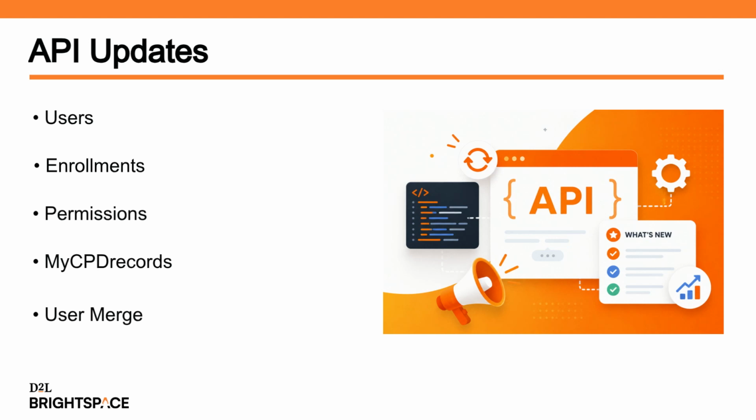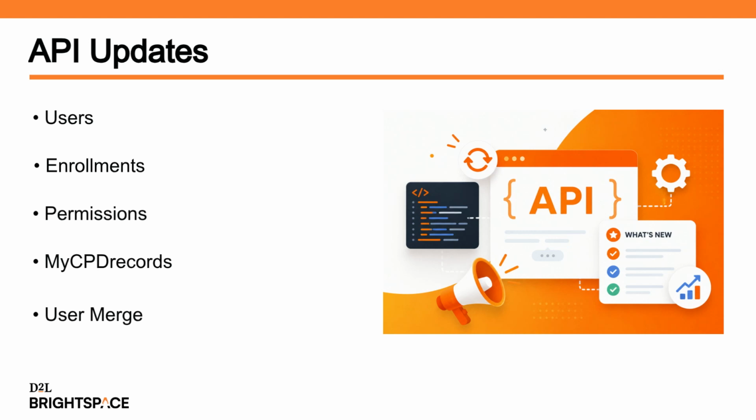Updates to the Permissions API allow sub-org administrators to manage roles and permissions within their assigned sub-org units, enabling the automation of role management without requiring system-level intervention. This release introduces a new POST route for the MyCPD Records API, allowing authorized users with the Manage Other Users CPD Records, API only, permission to create CPD records on behalf of other learners.